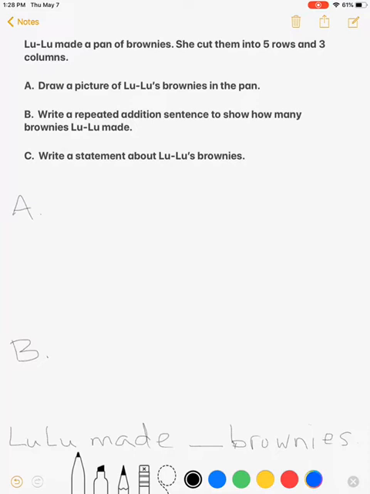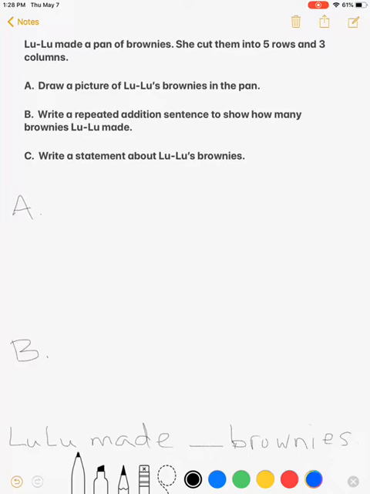This week, you've been working with arrays and determining how many items are in an array by using repeated addition sentences. Today, we're going to take a look at a word problem that involves building an array and using repeated addition. In this video, I'm going to take you through a problem that is similar to one that you will work on in the next slide.